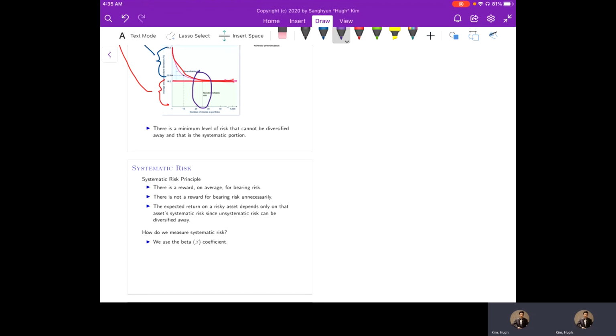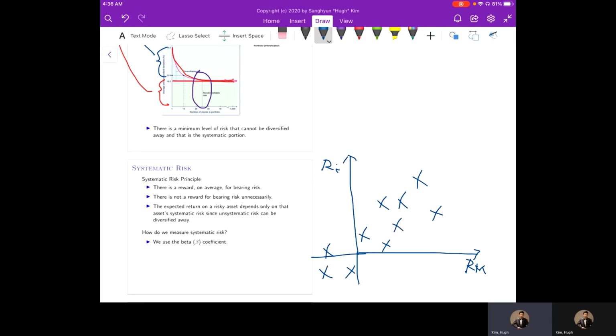So the question is, how do we measure systematic risk? Again, we borrow from statistics. We use the beta coefficient in a linear regression model to measure systematic risk. Specifically, we regress the individual asset returns on market returns. So something like this. Typically, we use the S&P 500 for the market. We estimate the beta coefficient, which is the slope coefficient of the linear regression line that has the best fit to this linear pattern.